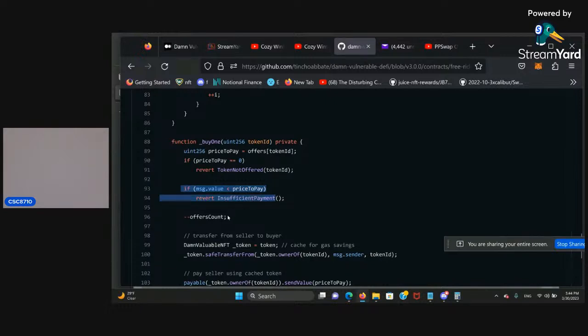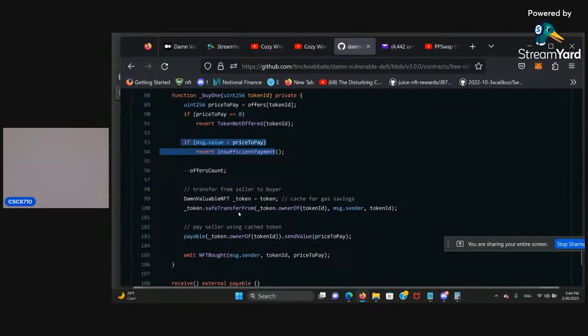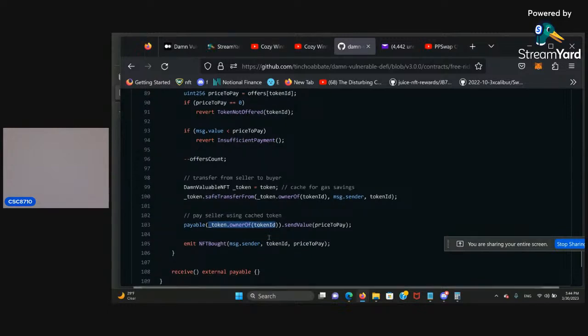So that's the issue here. And then this is going to transfer the NFT to the new owner, the caller, and then send the Ethereum to the previous owner. But wait a minute, this is not the previous owner anymore. This is the new owner, because we just transferred the NFT. So it's not cached. We actually need to cache this old owner somewhere before we do the transfer. So this is another bug right here.